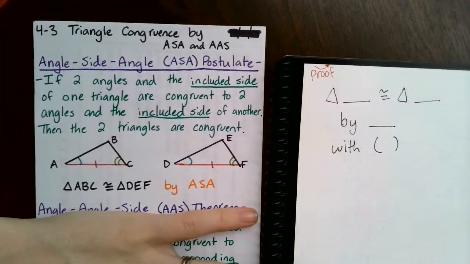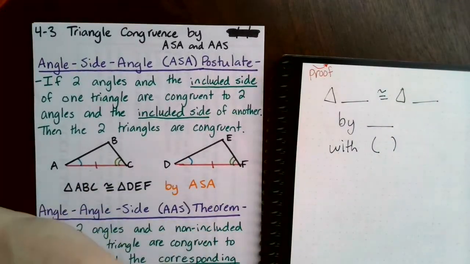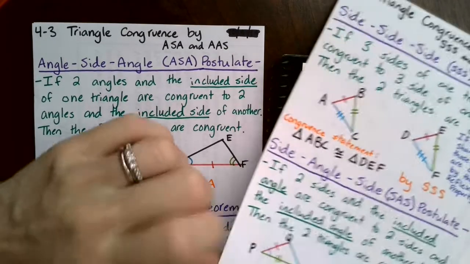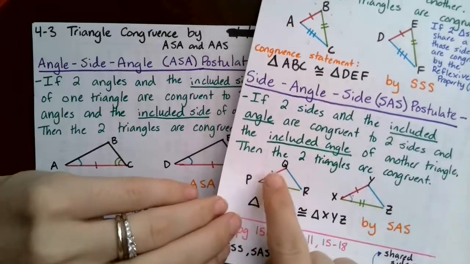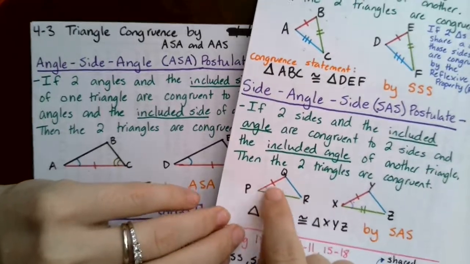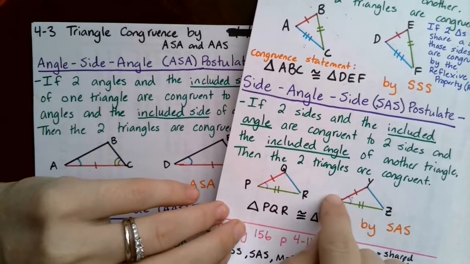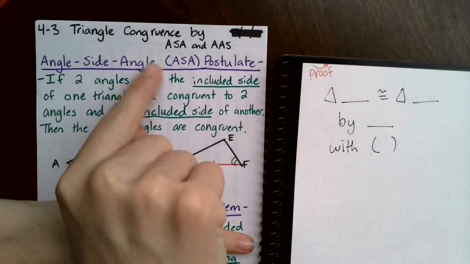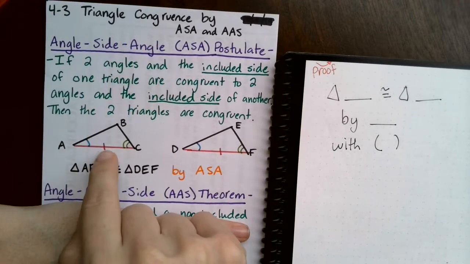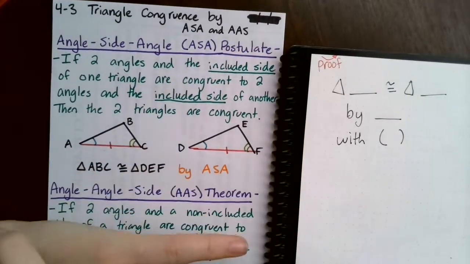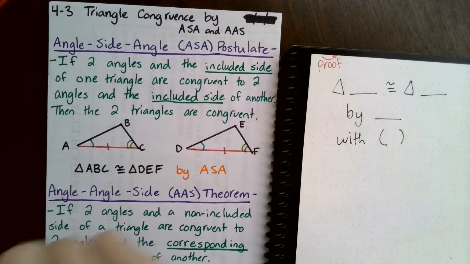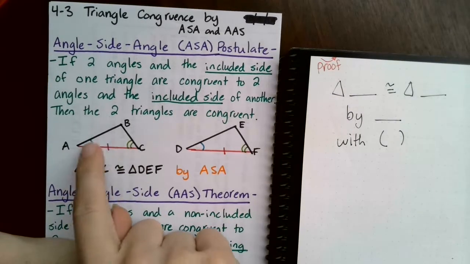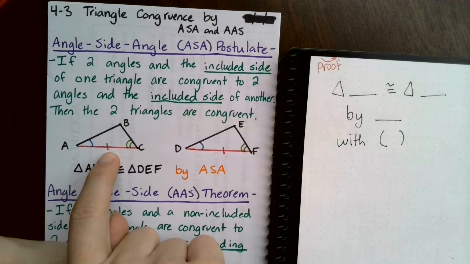So now we want to talk about angle, side, angle postulate. So just like with side, angle, side, the angle had to be in between the two sides. So that was very important for side, angle, side postulate. The same is true for angle, side, angle postulate. The side must be in between the two angles. Now that is very important to understand. We can see that in between these two angles is this side, okay?